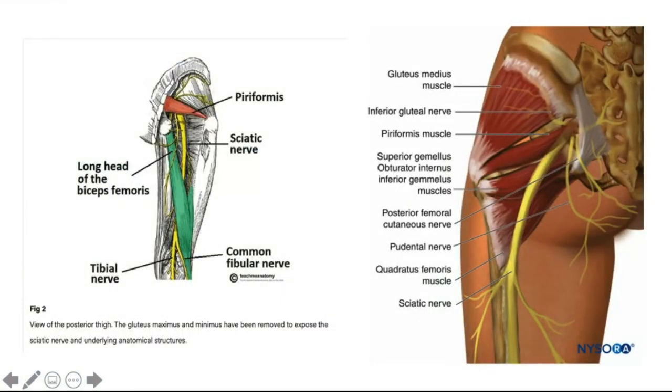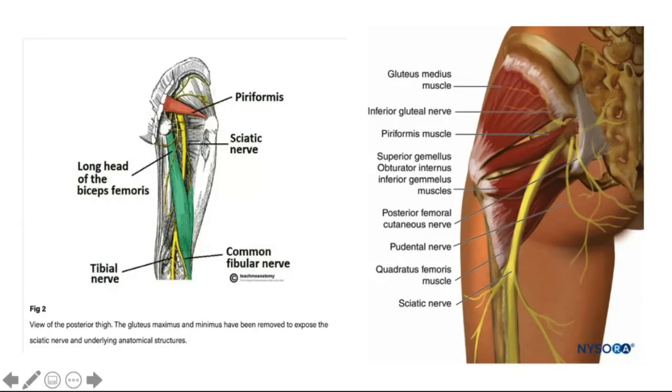So this is the course of the sciatic nerve. It is derived from the lumbosacral plexus, and after its formation, it leaves the pelvis and enters the gluteal region via the greater sciatic foramen, emerging inferiorly to the piriformis muscle and then descending in an inferolateral direction. Once it reaches the gluteal region, it crosses the posterior surface of the superior gemellus and obturator internus, and then once it enters the posterior thigh, it passes through the long head of the biceps femoris.